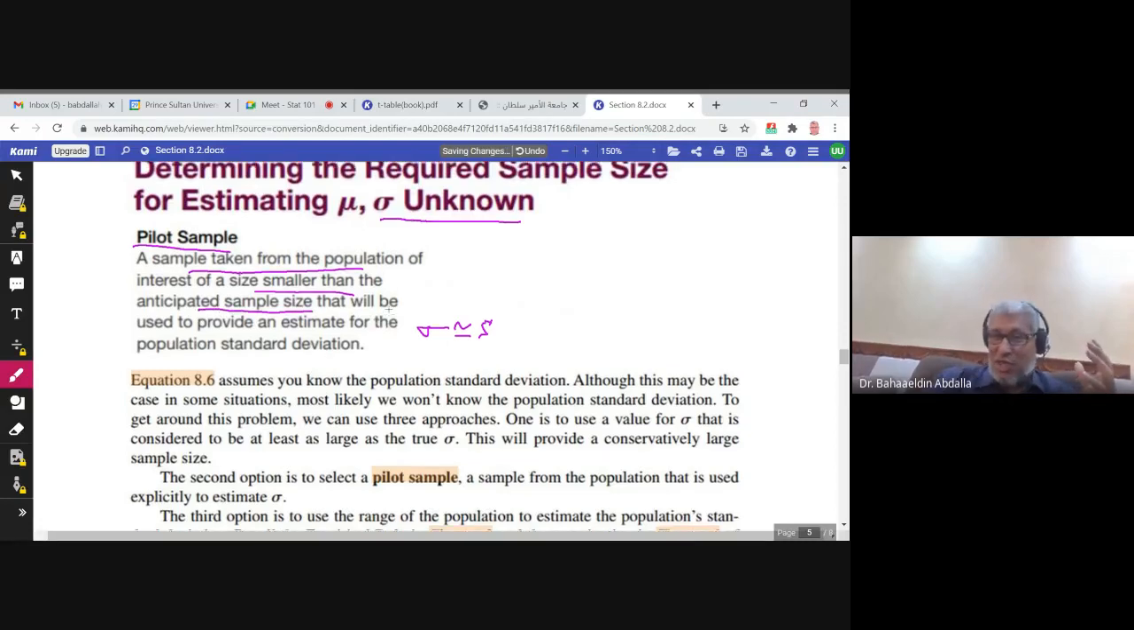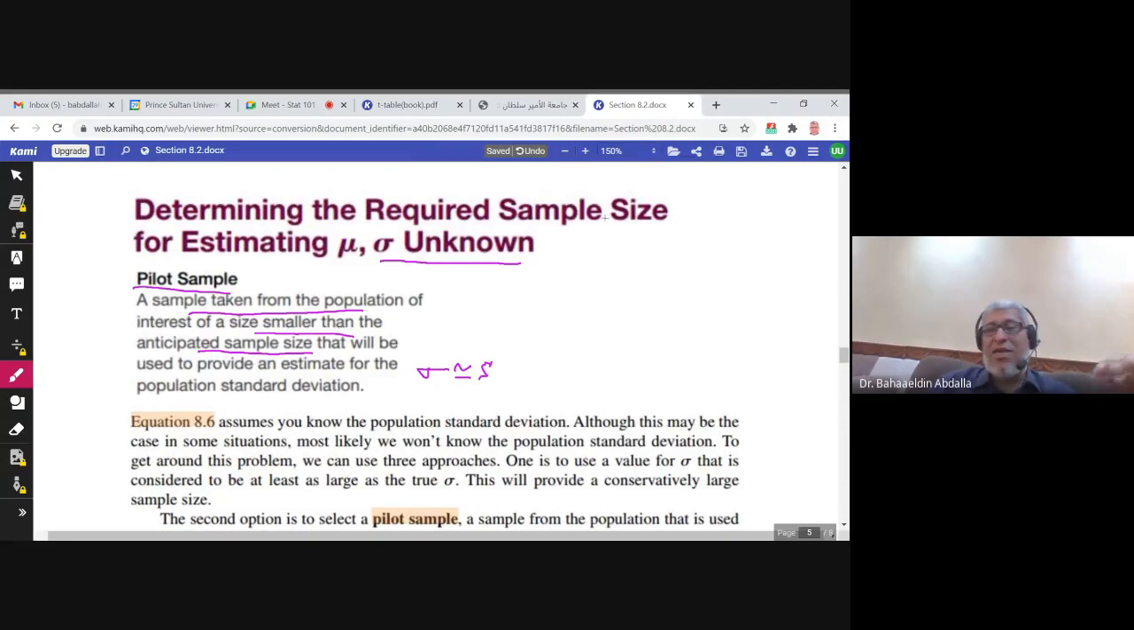What is the question here? We need to determine the sample size required to estimate mu. That's what we need to find out. But I don't have sigma. So what can I do? Choose a sample of size 30, 40, 50. Quickly, any sample of size 30 or more would be nice. And then find S and use S instead of sigma.